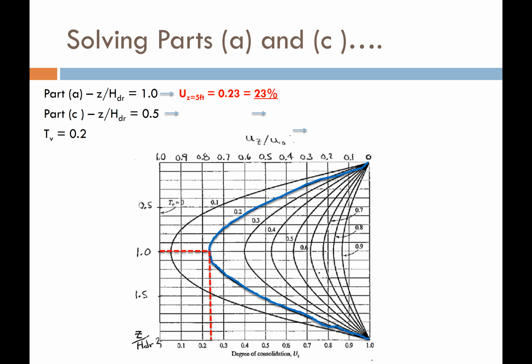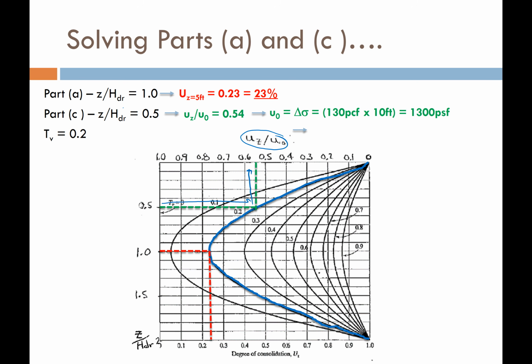So part C, you recall that we're interested in the increase in the pore pressure at a depth of 12.5 feet below the ground surface. That ratio gave us a value of 0.5. And our T sub V factor is, because we're still dealing with time equals 5 years, T sub V is still 0.2. So if that's the case, I'm going over to 0.5, and I'm coming over, and then I'm coming up, and I can see that my ratio here is going to equal about 0.54. Okay?